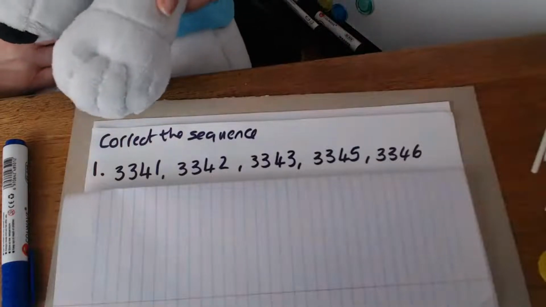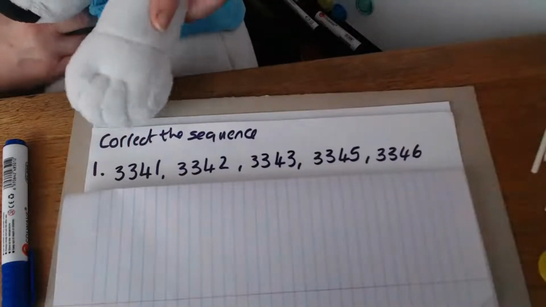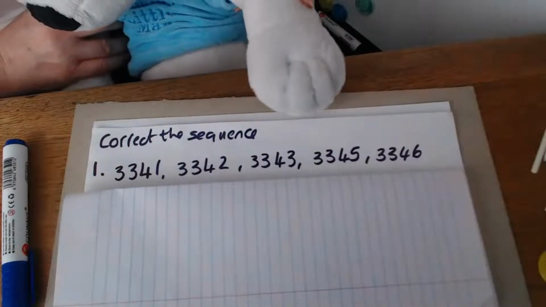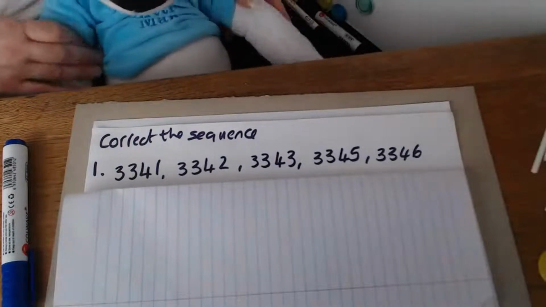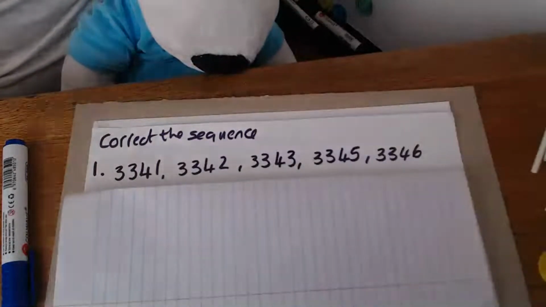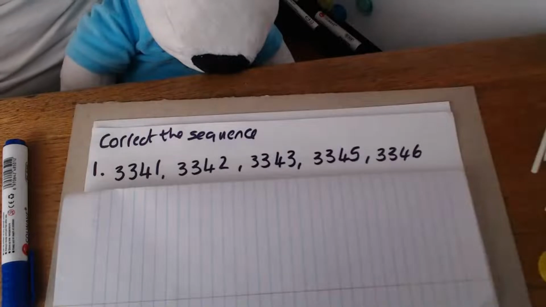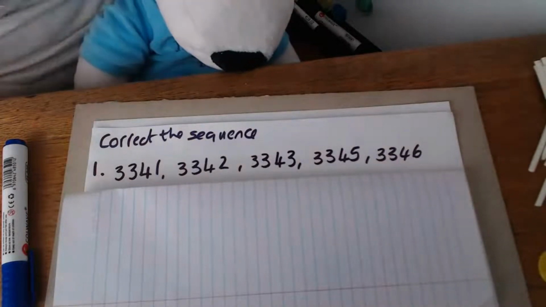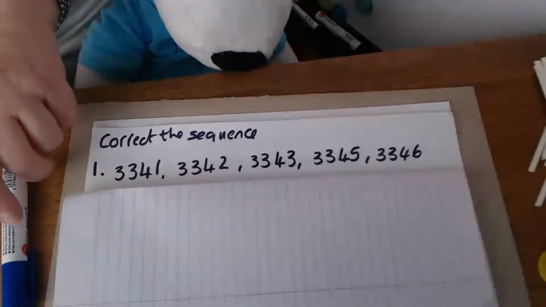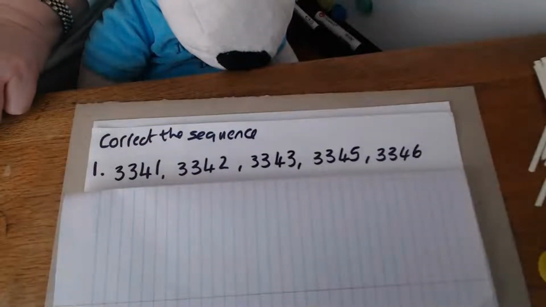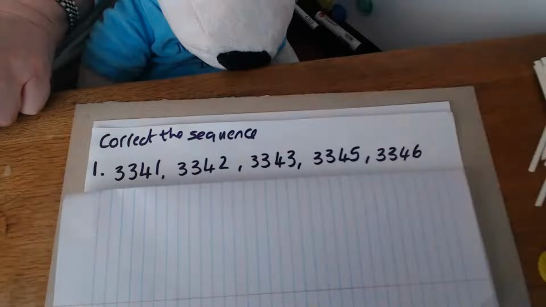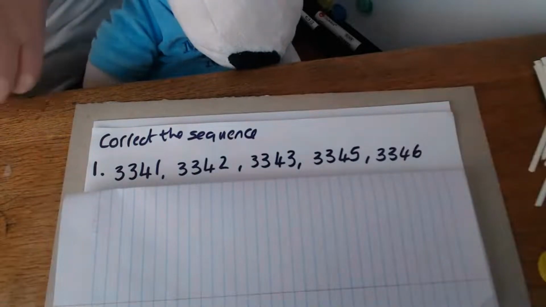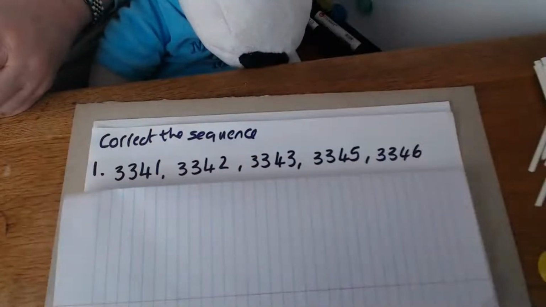What number is missing? There's a missing number there. Where is it? Is it here, here, here, here, or here? What is the missing number? Where is the missing number on that sequence?